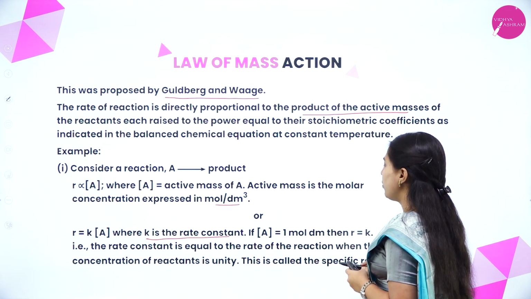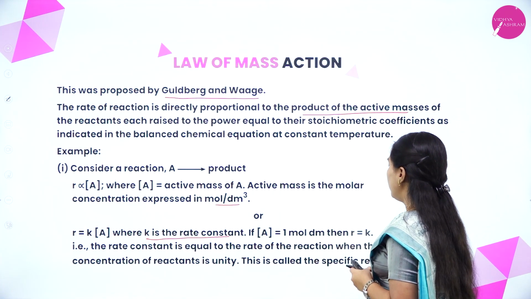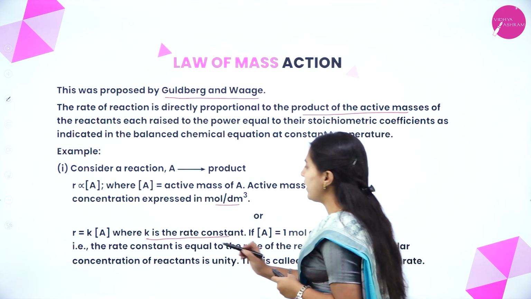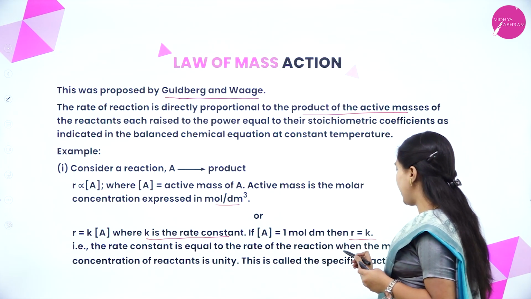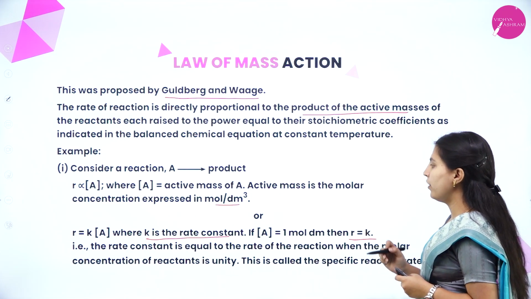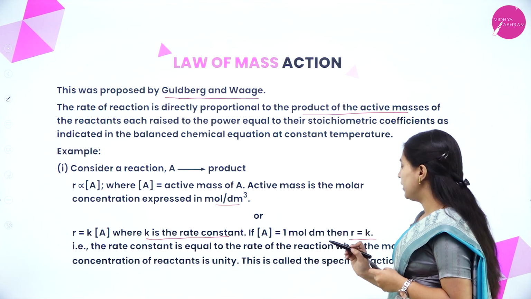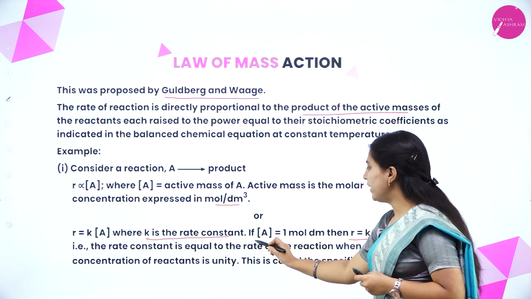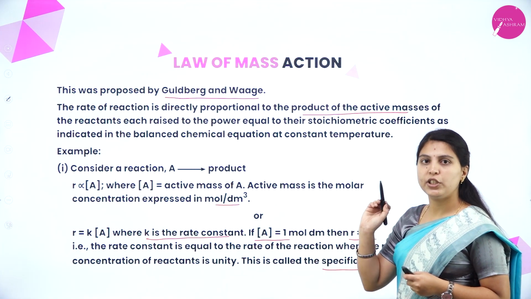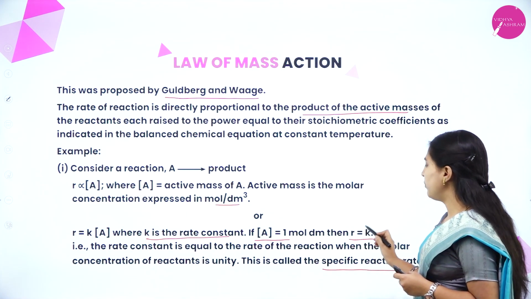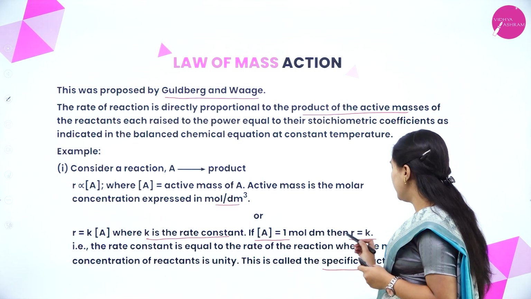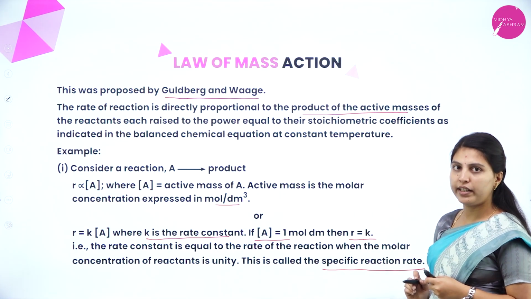If concentration of A is equal to 1 mole dm cube, then R will be equal to K. That is, the rate constant is equal to the rate of the reaction when the molar concentration of reactants is unity. This is called specific reaction rate. What they are telling is, if the reactant is at unity, obviously R will be equal to K. Okay. This is called specific reaction rate.